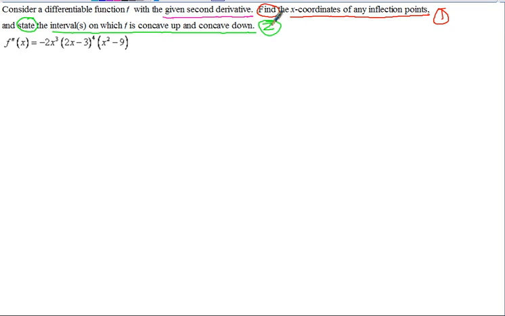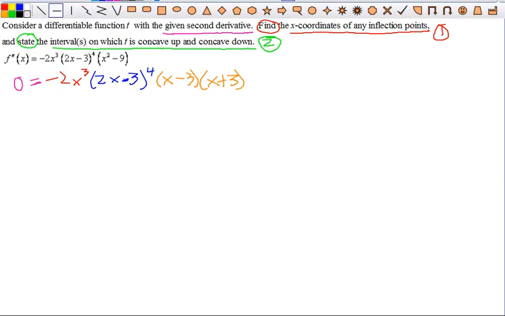But since we have the second derivative already, we don't need to take the derivative at all. It already is a second derivative. And it's almost in most simplified form. We've got -2x cubed, we've got 2x minus 3 to the fourth. The only thing that can be simplified a little further is this x squared minus 9 comes back to x minus 3, x plus 3. So one of those factors equaling 0, those would give us all our critical numbers. Let's just put them on the number line.